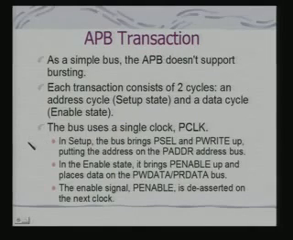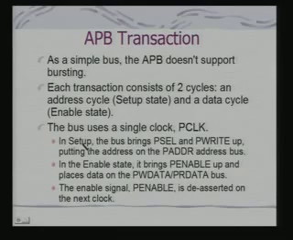The basic operation is very simple. In fact, it does not support bursting because we are not really looking at high speed transfer. Each transaction here also consists of two cycles: an address cycle, which is a setup state, and a data cycle, which is called an enable state. The basic cycle definitions are with respect to the enable signal. The bus uses a single clock called PCLK.